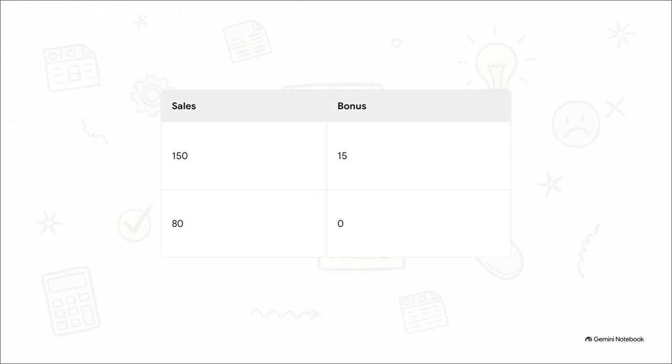Check out the numbers here. The first salesperson hit 150 in sales. The formula sees that 150 is greater than or equal to 100, so it calculates 10% of 150, giving them a nice 15 bonus.